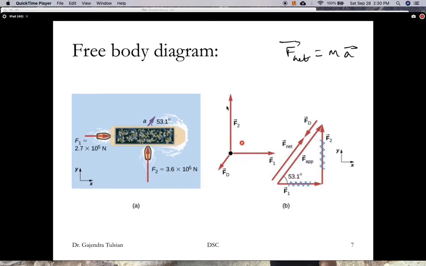And the sum of these three forces is the net force. The net force is equal to the force F1 plus F2 plus the drag force. And that should equal the mass of the barge times its acceleration. So here's Newton's second law applied to an object that is accelerating. These are the three forces acting on the barge. The barge is denoted by a point.